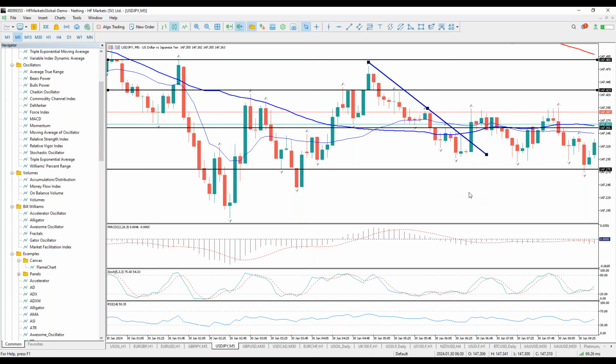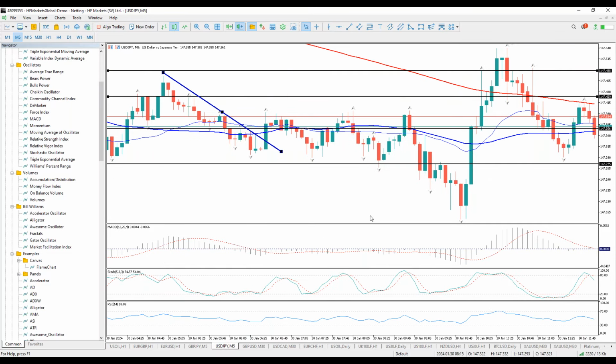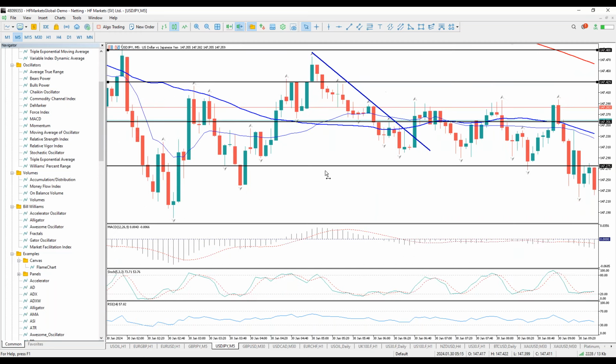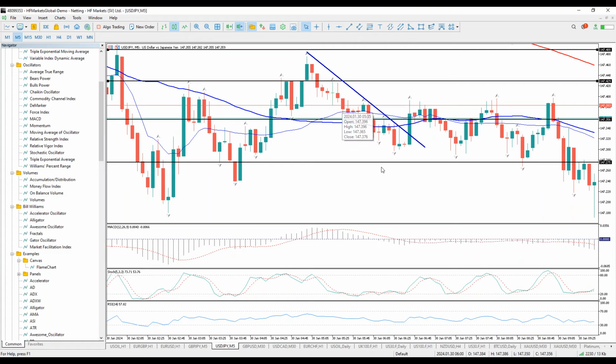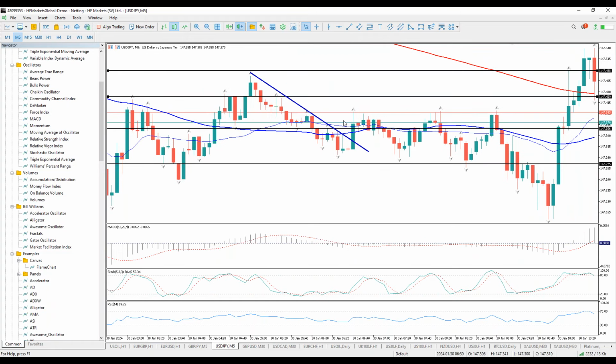Nice. So you see, the breakout of this trend created by fractals indicated the reversal to the upside. Okay, yeah. Not bad. Not great either, but it definitely provided some support and resistance levels, a trend indication, a sideways indication.